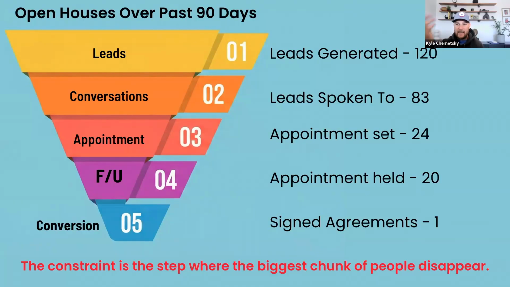Another example here, we say we speak to 83 people, we set 24 appointments. That's pretty good conversion rate. 20 show up, again, pretty good. But we only get 1 signed agreement from 24 appointments. Very, very bad, right? So then we know we have a conversion problem.